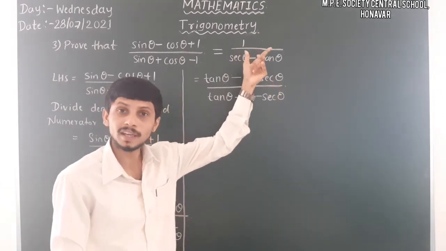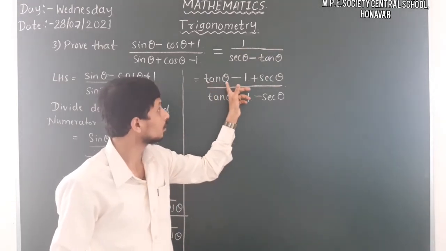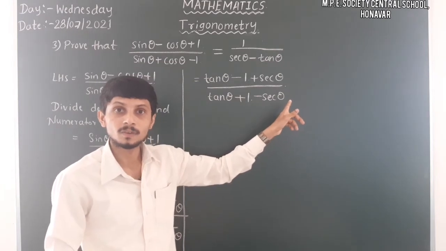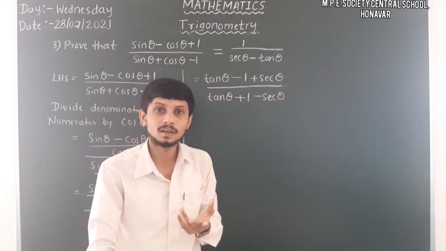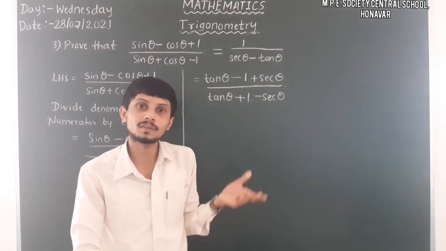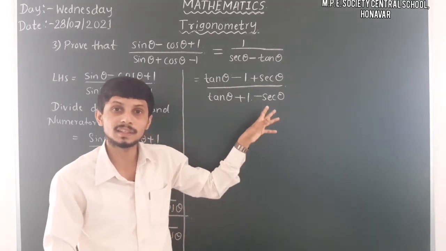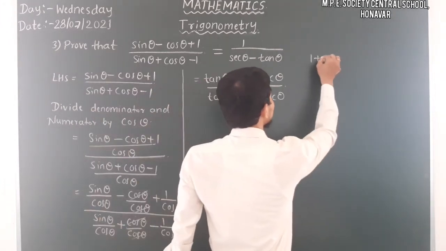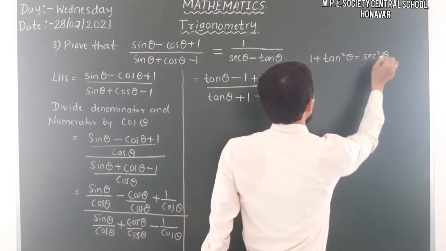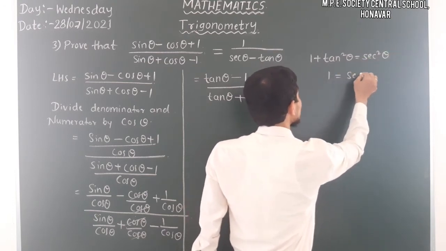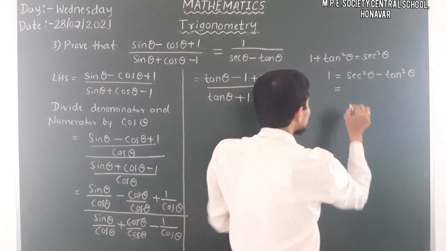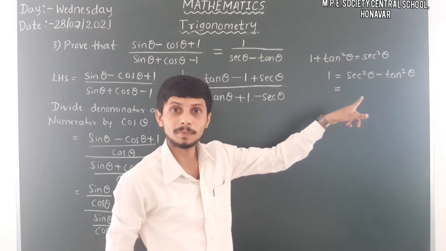But in the numerator we have 1. So that means here we have to completely vanish this numerator part. For that we want something, that is trigonometric identities. Whatever trigonometric identity we have based on tan theta and secant theta is 1 plus tan square theta is equal to secant square theta. So it becomes 1 equals secant square theta minus tan square theta. So it is nothing but a square minus b square. It is in the form of a square minus b square.